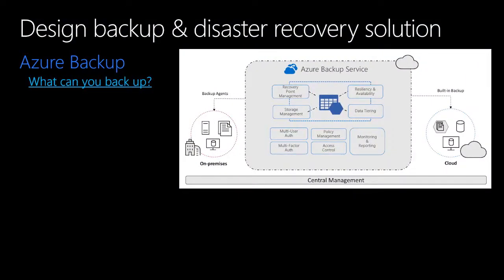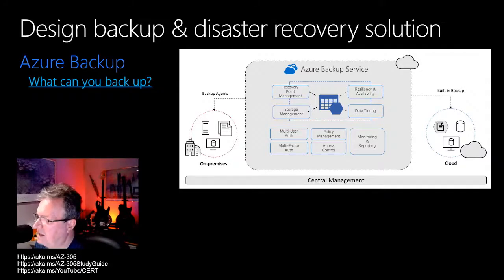Let's start with design, backup, and disaster recovery solution. So the Azure Backup service provides simple, secure, and cost-effective solutions to back up your data and recover it from the Microsoft Azure cloud. You can back up files, folders, system state using the Microsoft Azure Recovery Services Agent, also known as MARS. Or you can use the DPM or Azure Backup Server agent to protect on-premises virtual machines, either in Hyper-V or VMware, and other on-premises workloads.